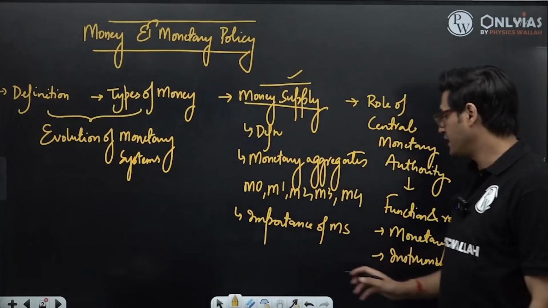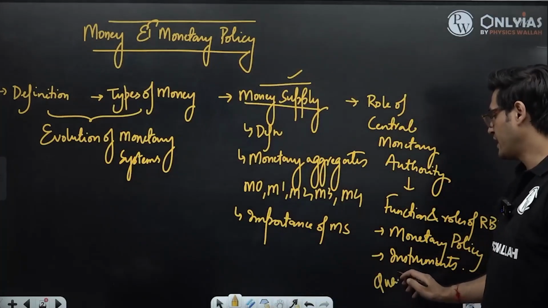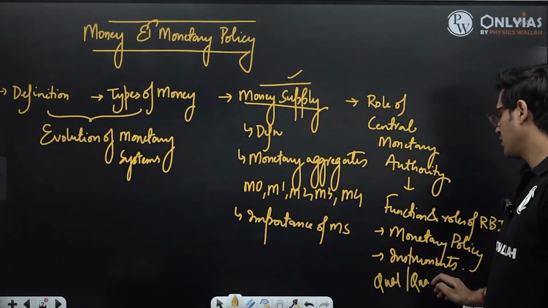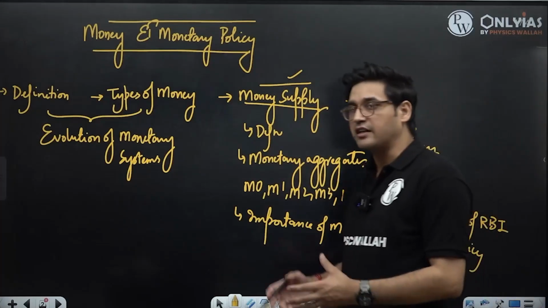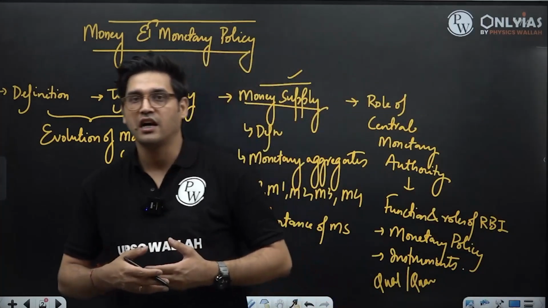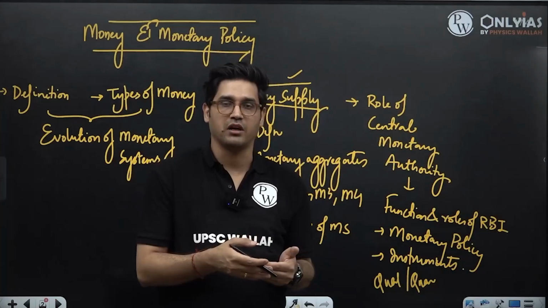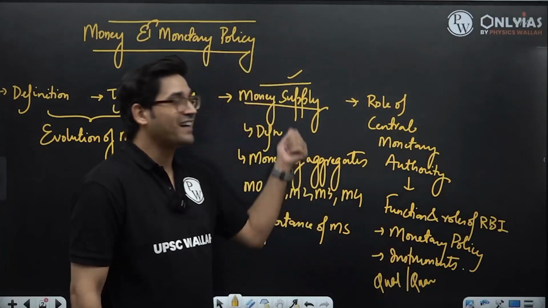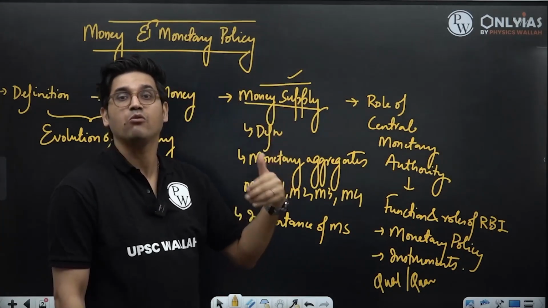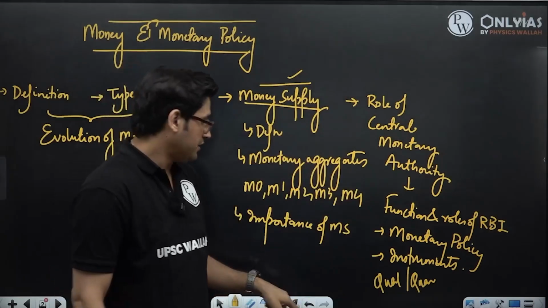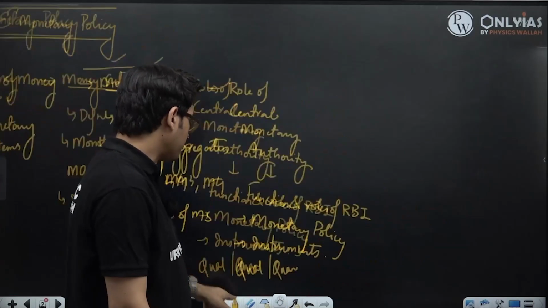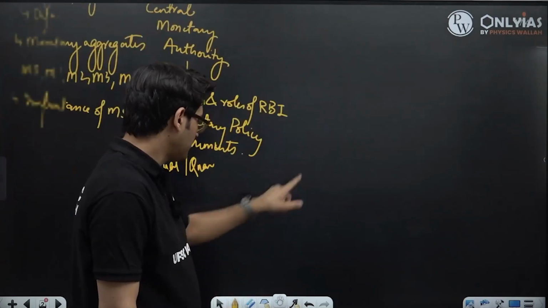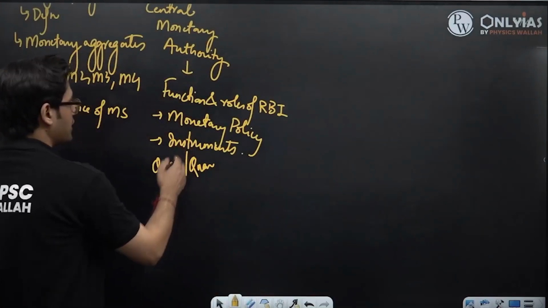These instruments and tools will be qualitative in nature and quantitative in nature. We'll discuss what are the various tools available at the disposal of the RBI with which it influences the money supply and why it does that. Thereafter, we will be picking up on what is called the types of monetary policy.